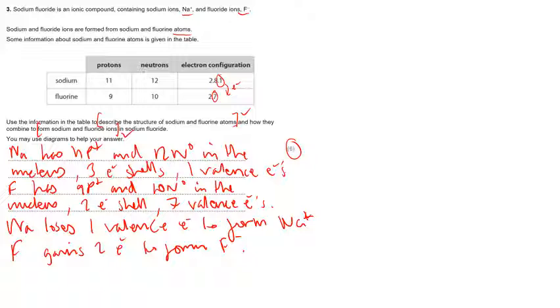There's one thing we haven't answered though, and this is this combine word here. So how they combine to form sodium and fluoride ions. So in combining, we can say that oppositely charged ions attract. Perfect. So that's our 6 marks. That's taken me roughly 3 minutes.